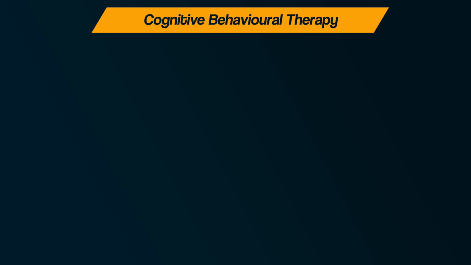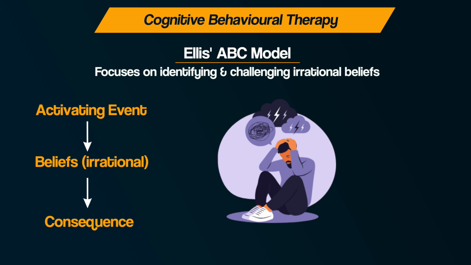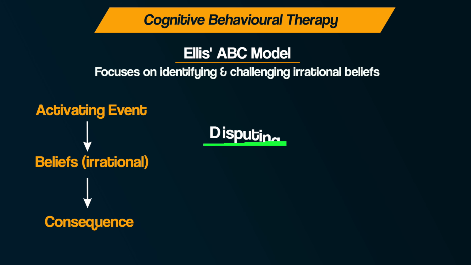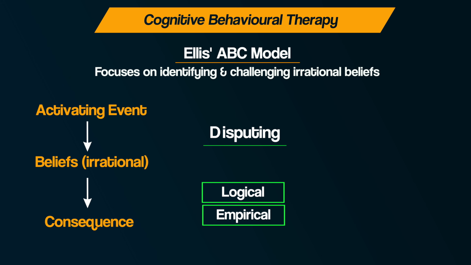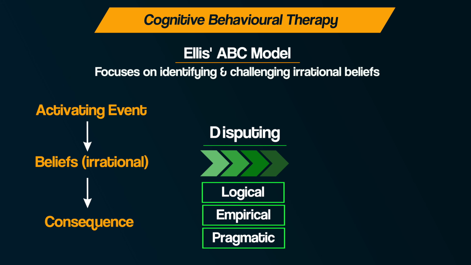Cognitive behavioral therapy, based on Ellis's ABC model, focuses on identifying and challenging irrational beliefs. It helps patients realize that these beliefs lead to negative emotional and behavioral consequences. And through disputing these irrational beliefs, using logical disputing, empirical disputing, and pragmatic disputing, they can replace them with more rational thoughts. This process ultimately improves their emotional well-being and behavior.